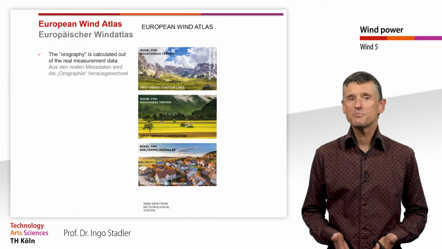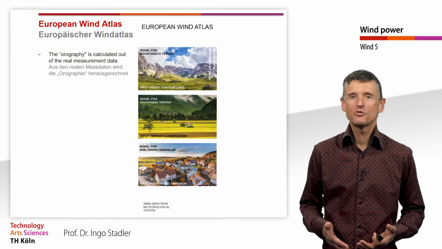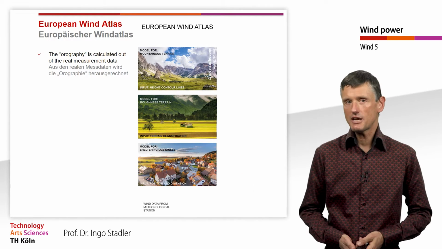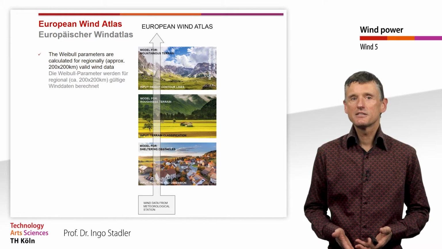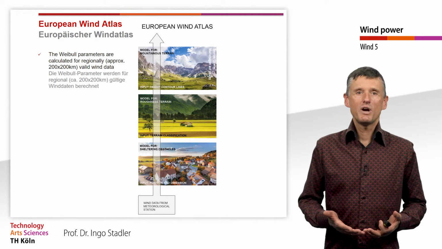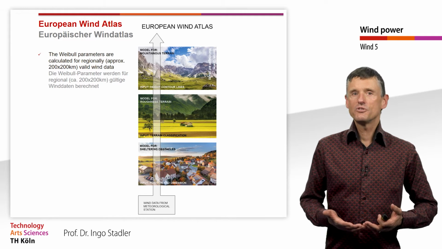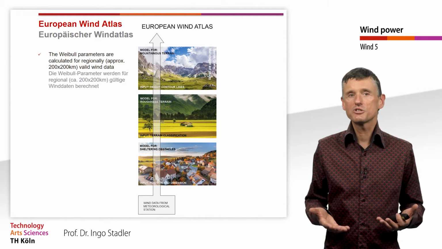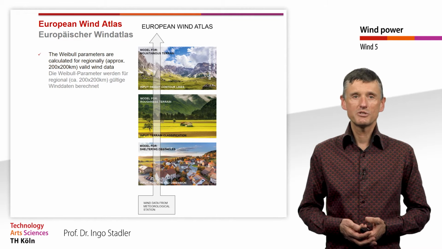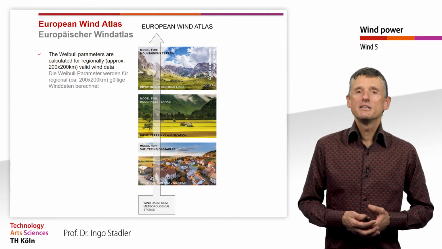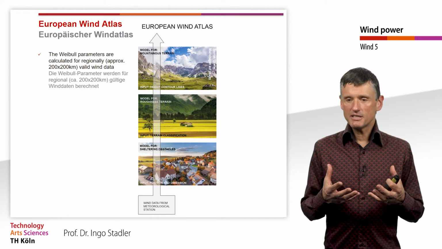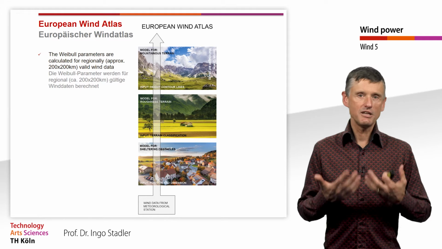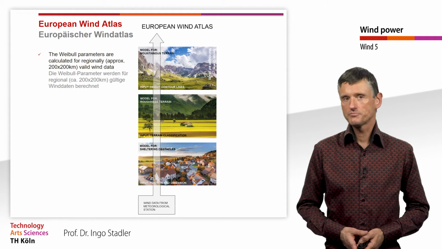And in the third step, we calculate out the orography. That means whether we have a hilly environment or whatever. And by that, we then receive viable parameters for the regional distribution of an area of approximately 200 times 200 kilometer. That is for that area, but without considering any obstacles, roughnesses, or orography.